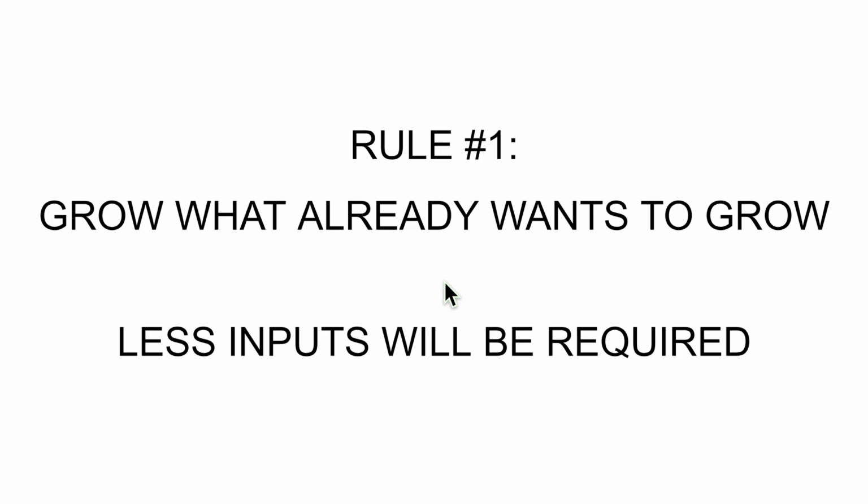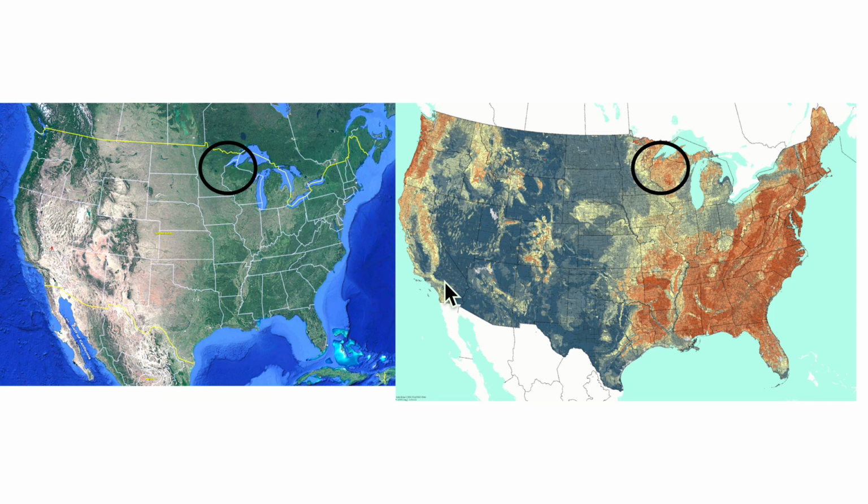But what you grow is constrained by the fertility that you can acquire. So rule number 1 is to grow what already wants to grow. Fewer inputs will be required. I live in the northern Great Lakes forest bioregion, or what we call the Northwoods, shown in the circle.